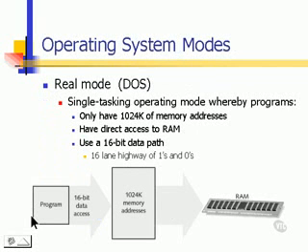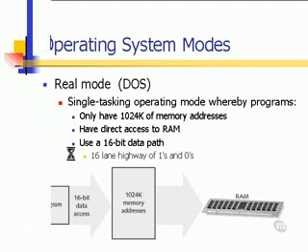Operating system modes include real mode, which is used by DOS. In real mode, we're talking about a single task operating mode. If we're doing one thing, that's all we can do. We'd have to close that to do something else. It only addressed 1024K of memory addresses, that's 1 meg of RAM. It had direct access to RAM, and it used a 16-bit data path. A 16-bit data path is like a 16-lane highway of ones and zeros. That's what we used in real mode. Real mode is typically not used today.